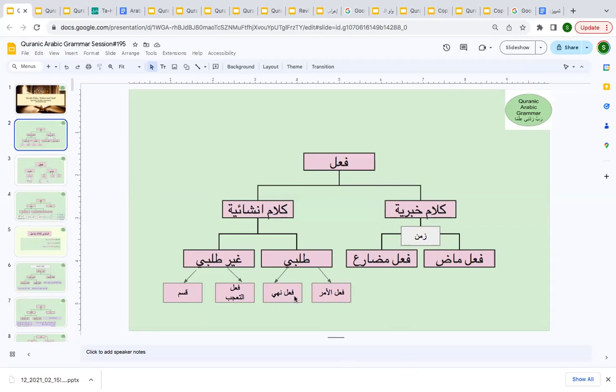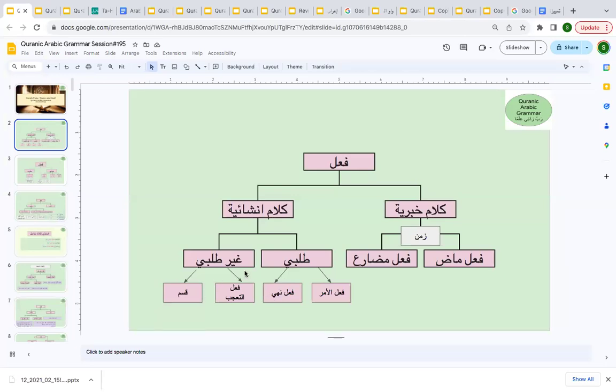Then if I say la tansur, what is that? Am I demanding something? Is there a talb there? Yes, it is again going to be kalam inshaiya, and there will be fail nahi there. So this is going to be under the category of kalam talbiya, which is failun nahi. Forbidding is also included in this case.